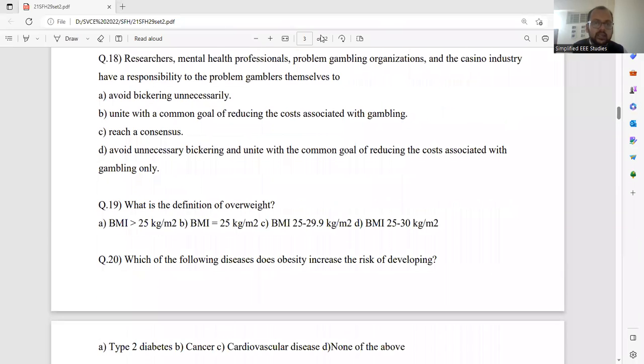Then question number 19, that is also a very important question. What is the definition of overweight? Overweight can be defined based on body mass index. If the body mass index is in the range of 19 to 29 kilogram per meter square, then we can define it as overweight. That particular range is considered an overweight condition. Last question for this particular session.